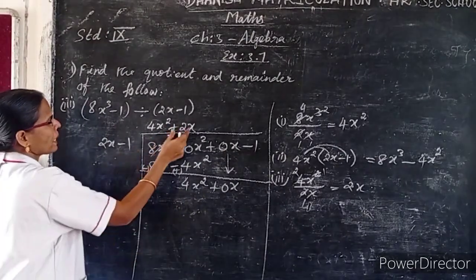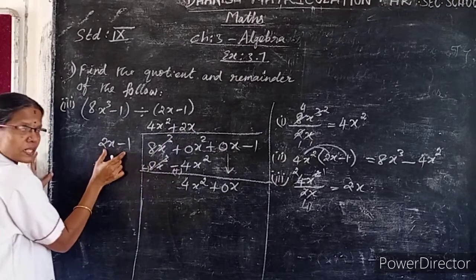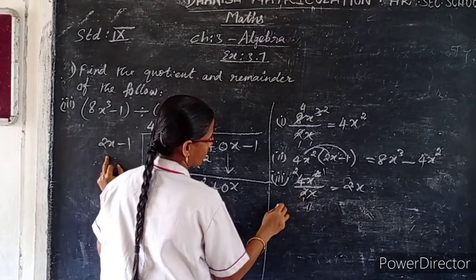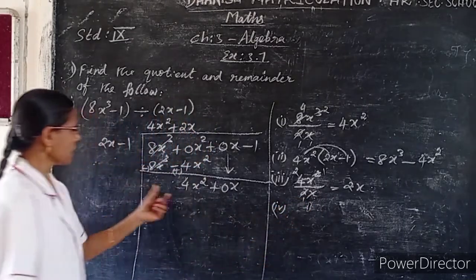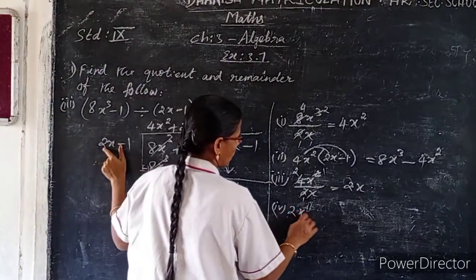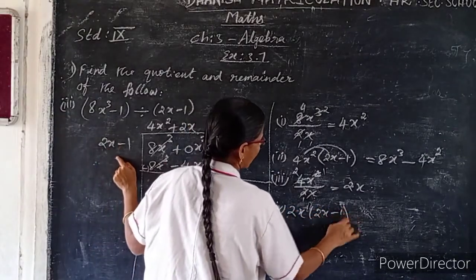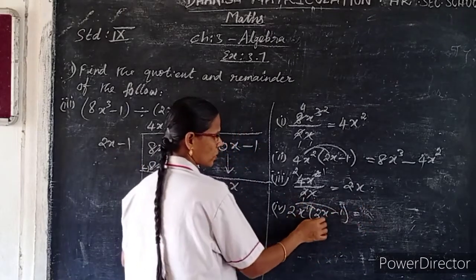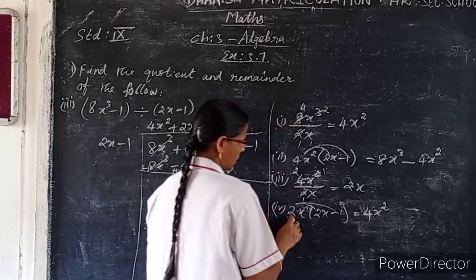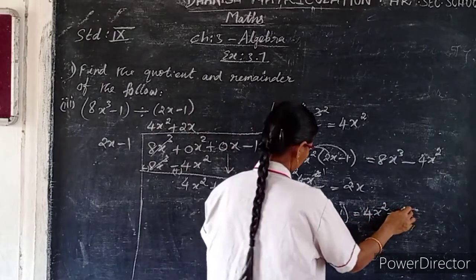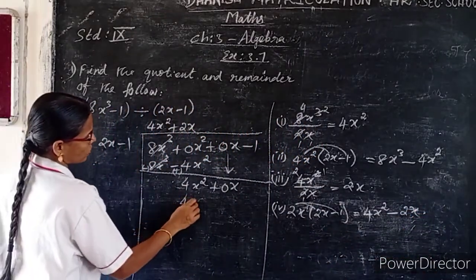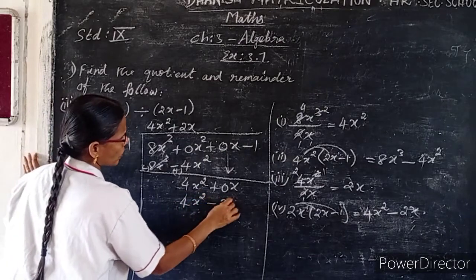So 2x. Now multiply this 2x with this divisor. Fourth step is multiply 2x into 2x minus 1. So multiply 2x into 2x is 2 2s are 4, x into x is x square, 2x into minus 1 is minus 2x. So 4x square minus 2x.